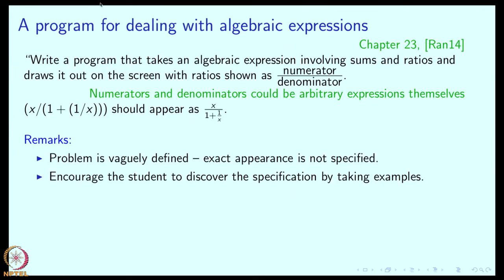So, let students take some examples and discover the specification. Maybe they will say something like, the length of the bar should be as large as the length of the numerator as well as the length of the denominator, or in other words, it should be as large as the larger of the two. And then the position also they will have to specify.